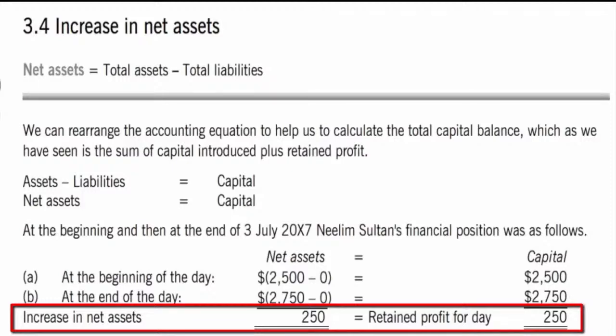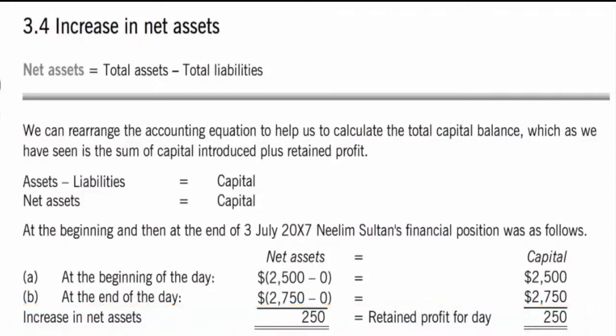So Neelam's net assets went up by $250 over the course of the day. This increase of $250 represents the profit her business made during the day. Since she didn't take any of that profit out, it's still in the business, so we call it retained profit. This retained profit is now part of her total net assets at the end of the day.